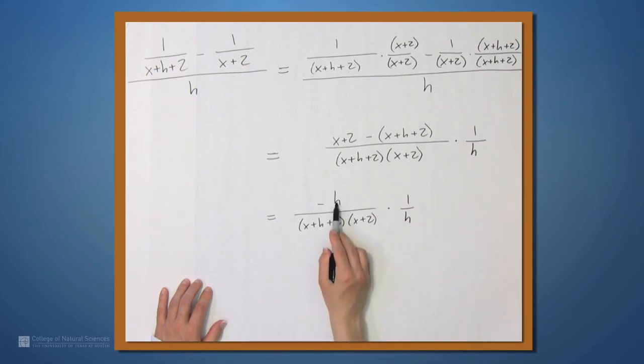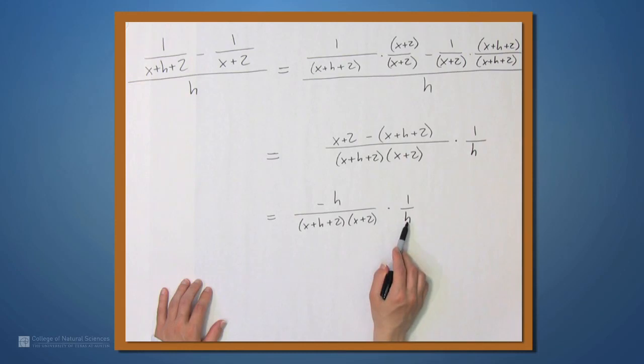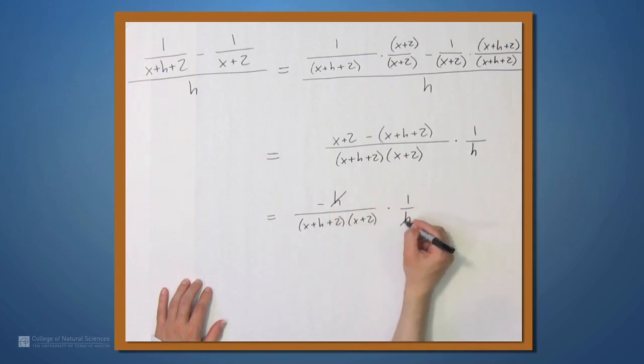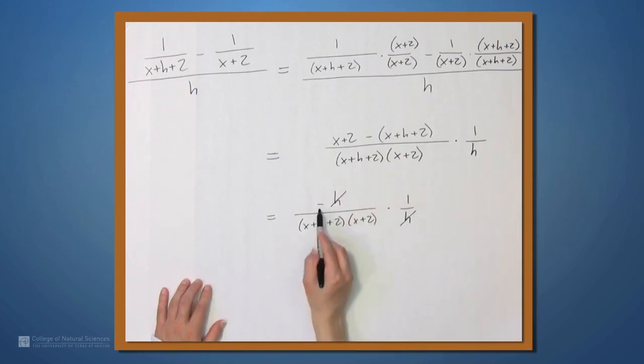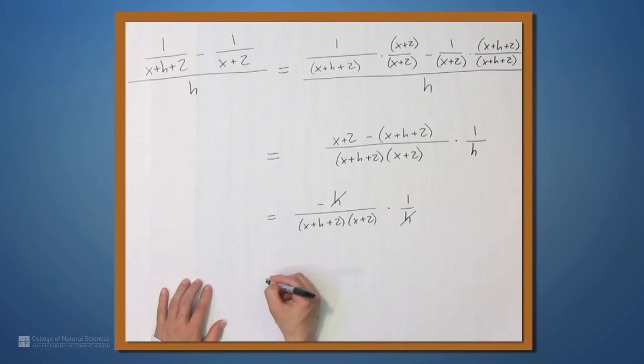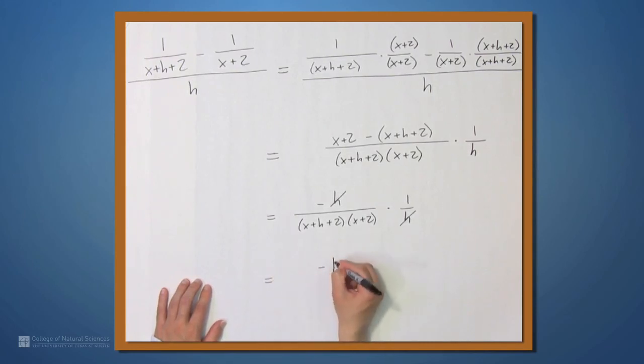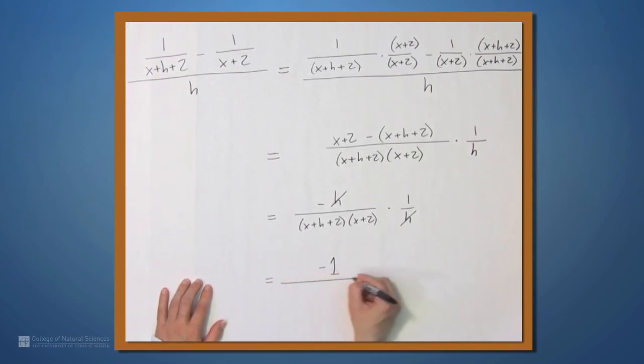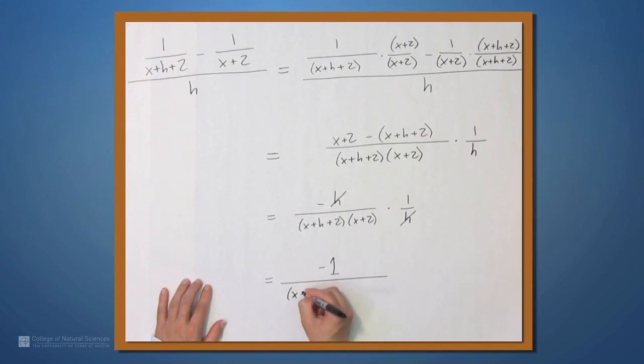But now we have an h in the numerator, we have an h in the denominator, so they cancel. Now, remember this negative, right? A negative h over h doesn't cancel the negative. So this simplifies to negative 1 over x plus h plus 2 times x plus 2. And in a case like this, unless you're told otherwise, there's no reason to expand the denominator. So here's our answer.